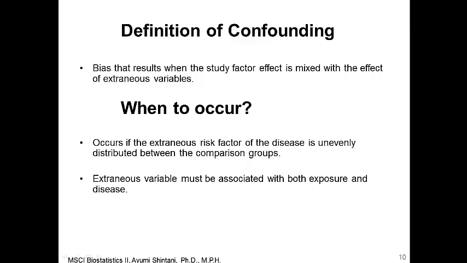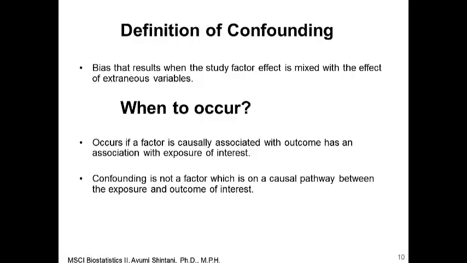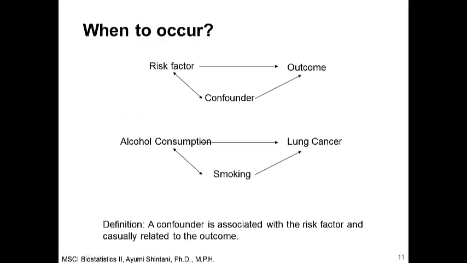So confounding occurs if a factor which is causally associated with the outcome has an association with the exposure of interest. And confounding is not a factor which is on the causal pathway between exposure and outcome of interest. So let me look at a schematic presentation for this. Confounding occurs when a factor which is causally associated with the outcome happens to have an association with the exposure.